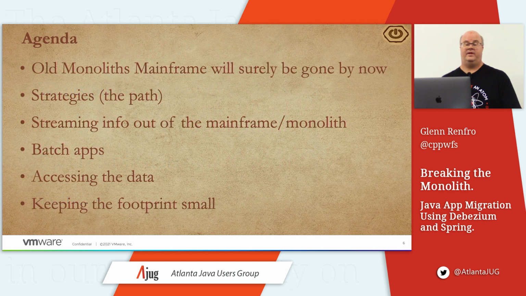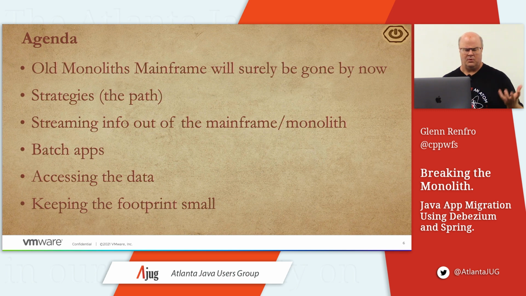So, as with anything, we have an agenda. Of course, our monoliths and our mainframes surely should be gone by now, right? We always update them. We always get rid of those things at the right time. And of course, that may not always be true. I have one of my old monoliths that has been out there for 13 years. They do updates and security updates on it, but the code I wrote 13 years ago is still out there. Mainframe apps have been out there even longer. So these apps and services are still out there, still being used.